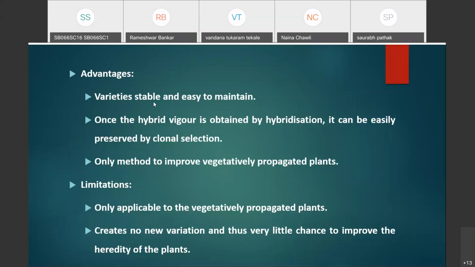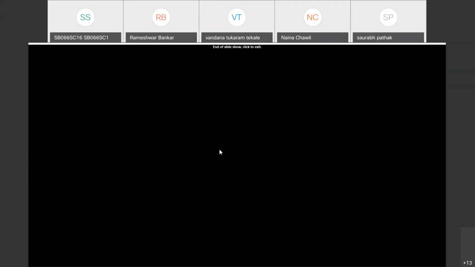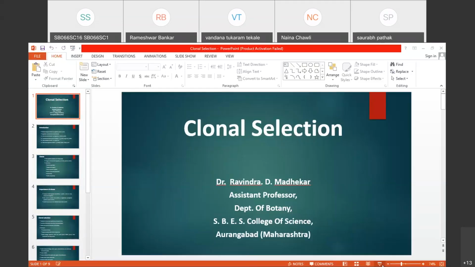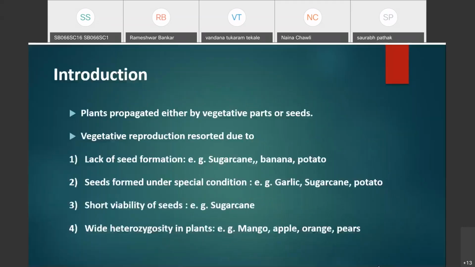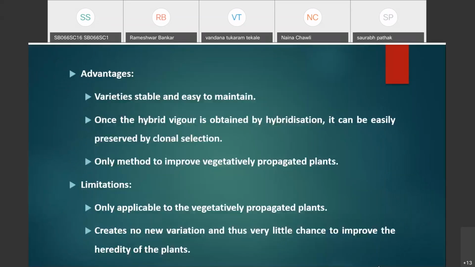Okay, and these are easy to maintain, and the fear of deterioration of the variety is completely reduced. Okay, and the varieties can maintain their original character even if they are cultivated for many generations. And that's why we are saying that the varieties are stable and easy to maintain.